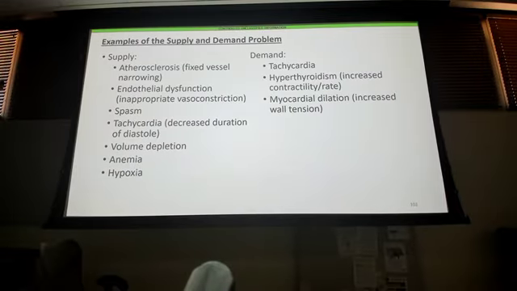But there's lots of different pathologies out there that can affect these two factors in regulating the amount of oxygen and nutrients getting to the cells in the heart. So from a supply standpoint, if you start getting atherosclerotic plaque formations, that can limit that supply through that vessel. Endothelial dysfunction, spasms, and those types of things can cause alterations in the supply.